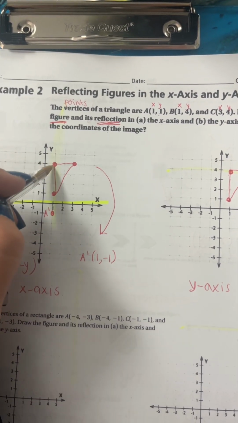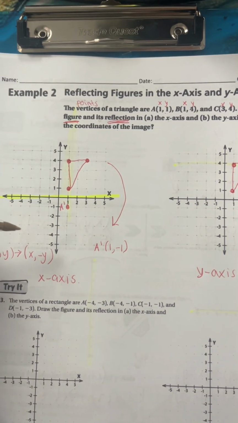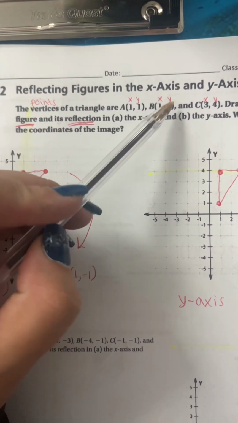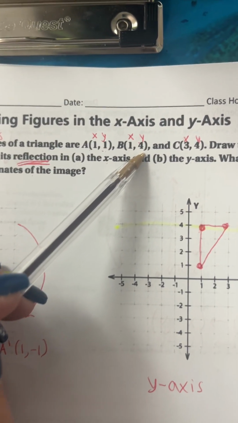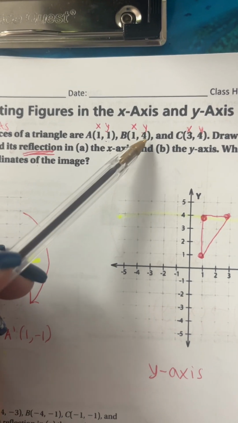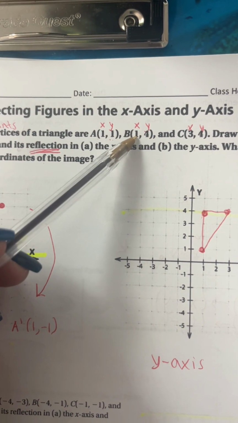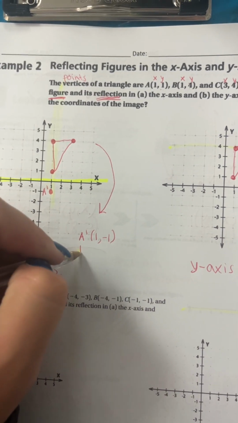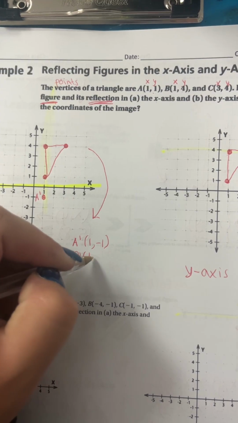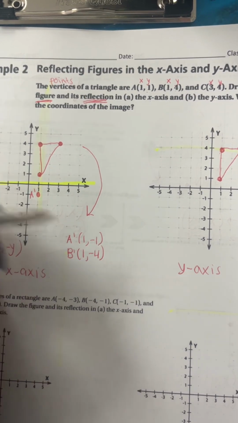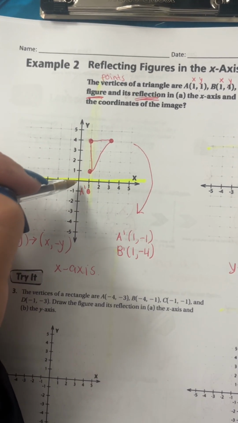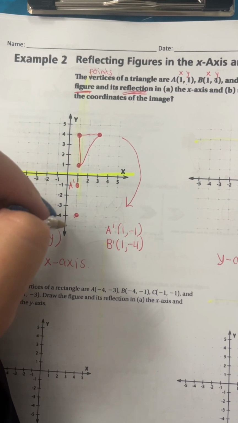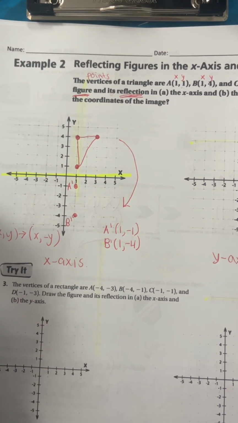B is 1, 4. The rule is (x, opposite y). So the opposite of a positive 4 is a negative 4. So this new point should be 1, negative 4, okay? B prime should be 1, negative 4. And then we can graph it. 1, negative 4. Label it B prime.